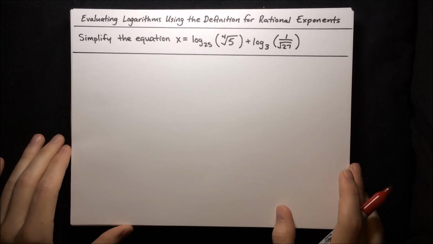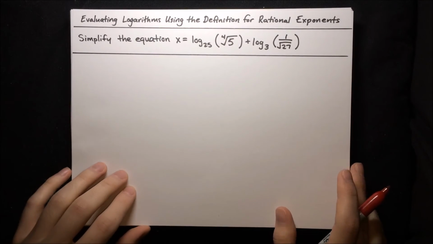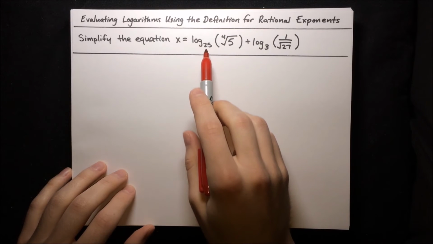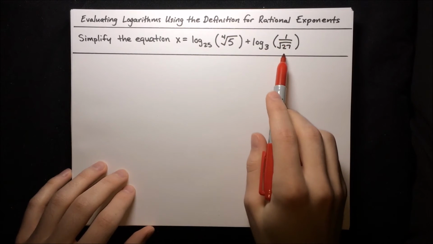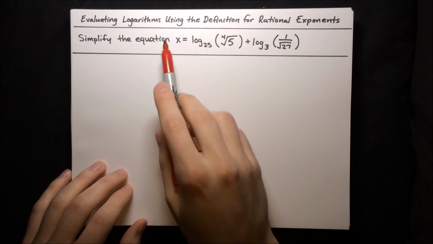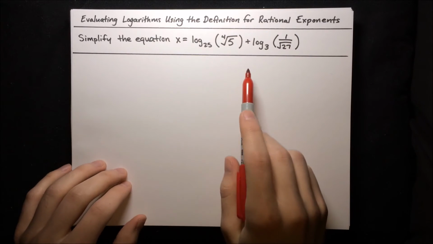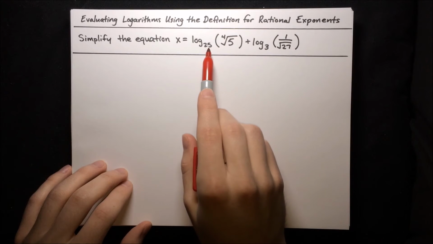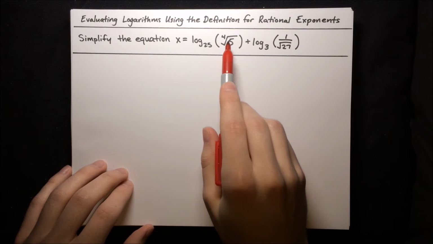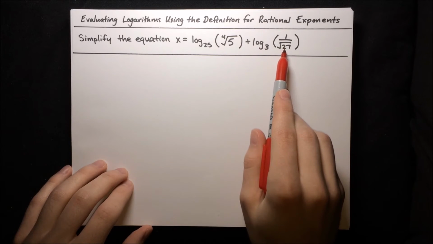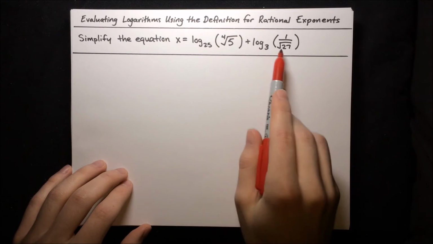Here's a final example. We want to simplify this equation. X equals log base 25 of the 4th root of 5 plus log base 3 of 1 over root 27. And this equation is even tougher than the previous one because now we don't even see our base of the logarithm in the arguments of the logarithm. We're going to have to manipulate our arguments of the logarithms somehow to make a base arise in them.